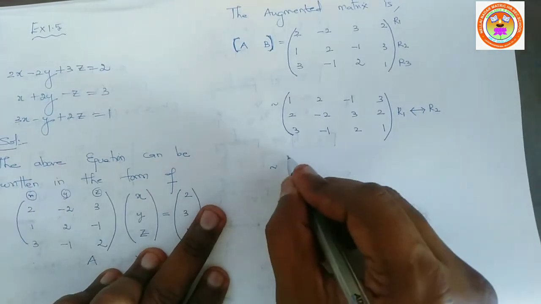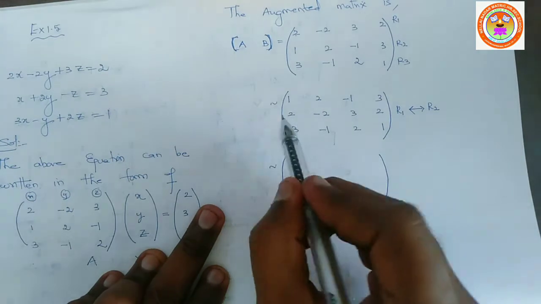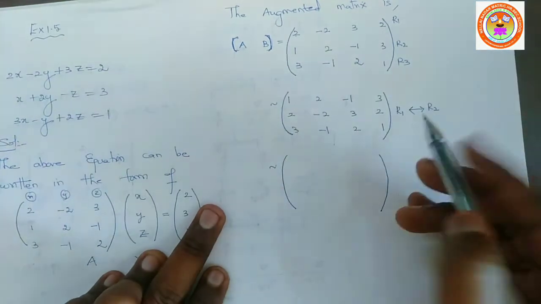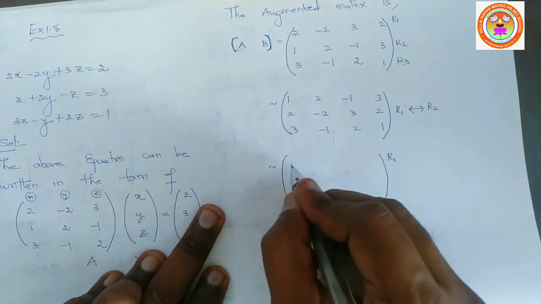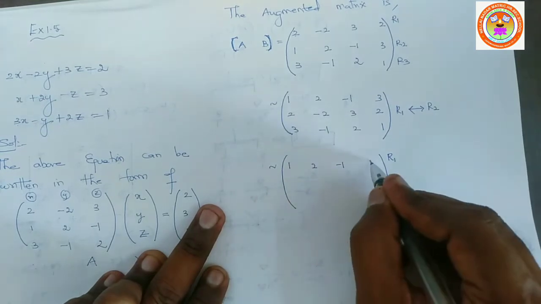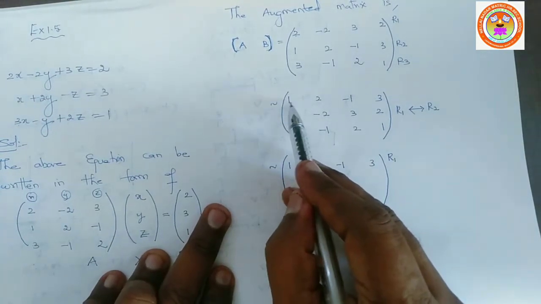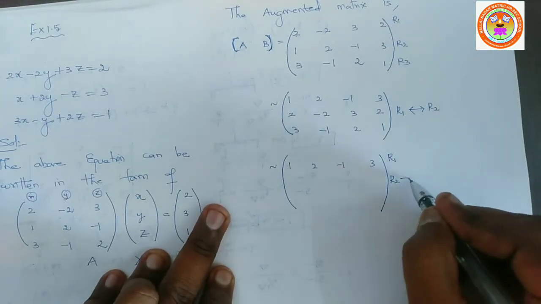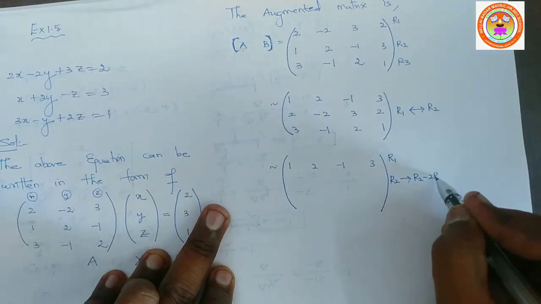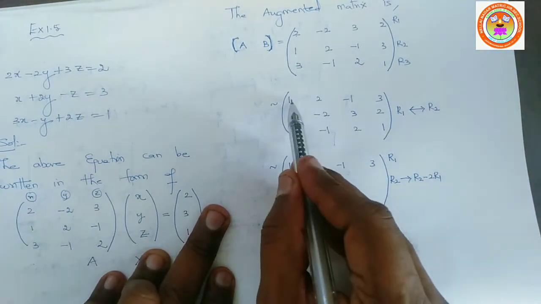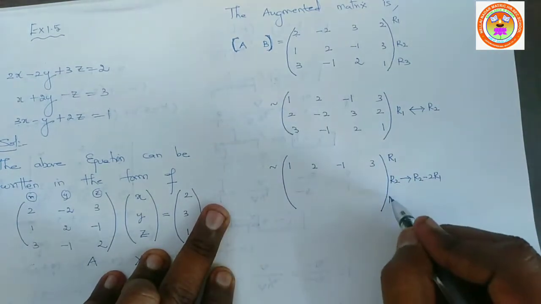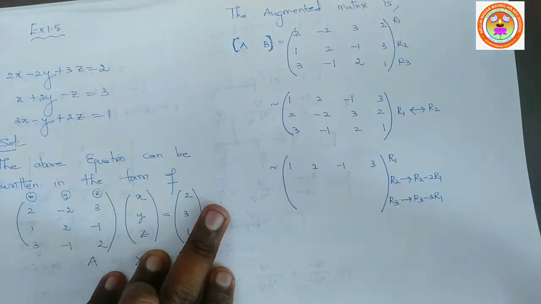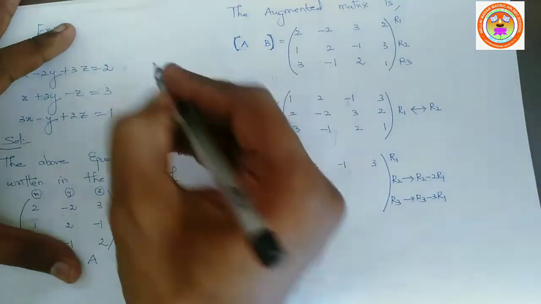So next, what is the main thing? We need to make A21 and A31 zero with the help of R1. There is no change in R1. Write R1 as it is: 1, 2, minus 1, 3. This is 2. If I multiply R1 by minus 2, then 2 minus 2 becomes 0. So I am going to change R2: R2 tends to R2 minus 2 R1. Similarly for 3, it should be minus 3, so R3 tends to R3 minus 3 R1. Now I will write this in the rough column here.